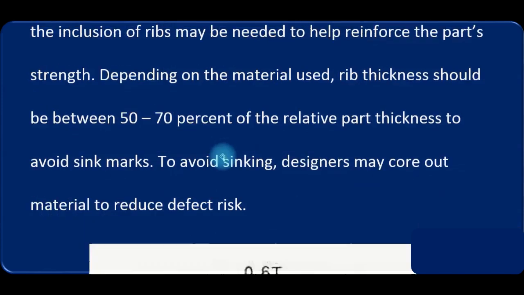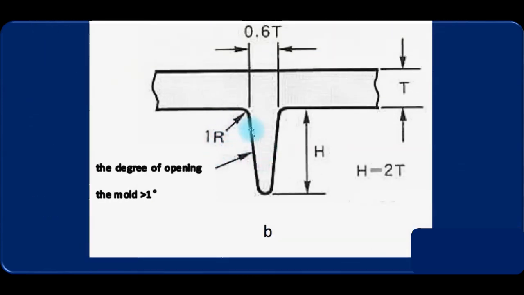This is the inclusion of a rib. This is 0.6 thickness of the rib. Radius is 1 and this is height, and height is equal to twice the thickness. And the mold draft is less than 1 degree.